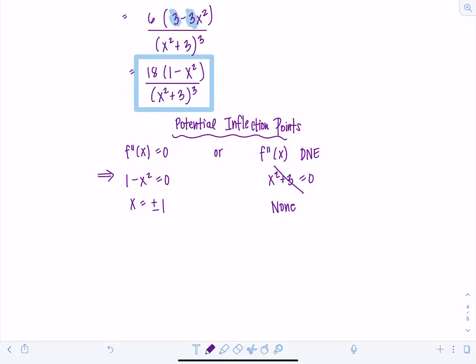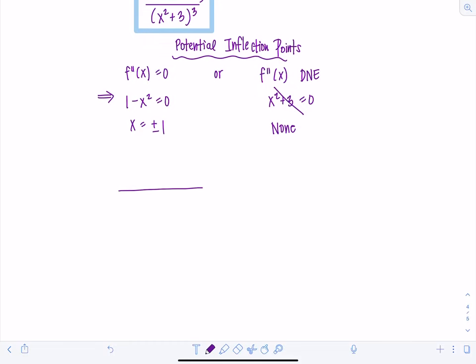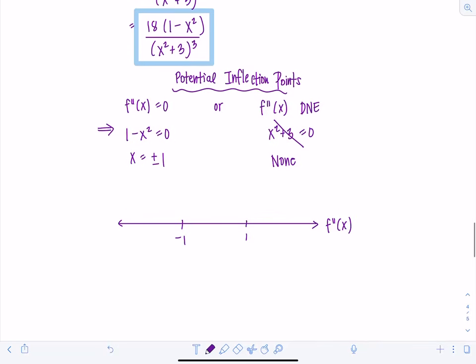All right, we're going to proceed similar to how we conducted the first derivative test. So I'm going to make a number line, list my potential inflection points, which are negative 1 and positive 1. And then I'm going to label the number line f double prime of x. That's where I'm going to be substituting in the values when I'm testing my intervals into the second derivative. Always make sure you label your number line so you don't get confused where you're substituting things.